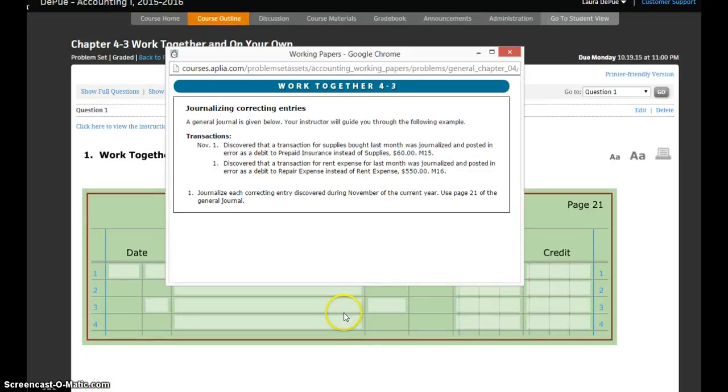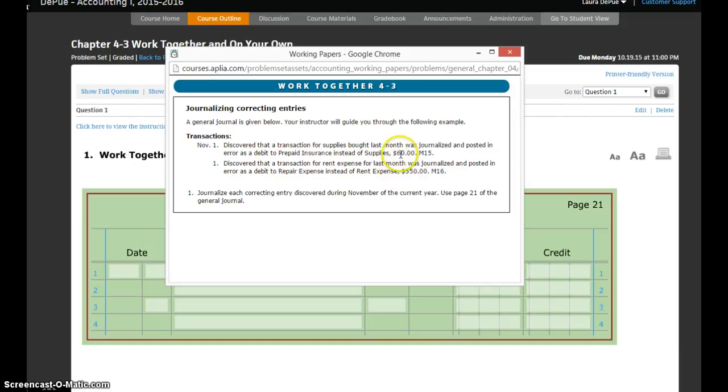This last section of chapter 4 deals with journalizing correcting entries. So we have two entries here that were found out later that they were journalized incorrectly. The first one, November 1st, discovered that a transaction for supplies bought last month was journalized and posted in error as a debit to prepaid insurance instead of supplies for $60. Memorandum number 15. So you've got to look at what the words are saying. It was debited to prepaid insurance instead of supplies.